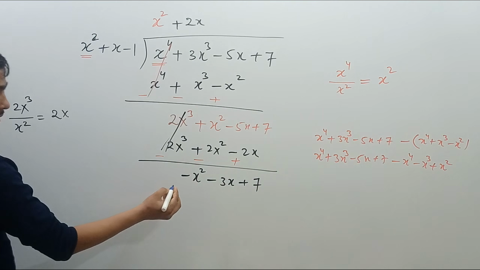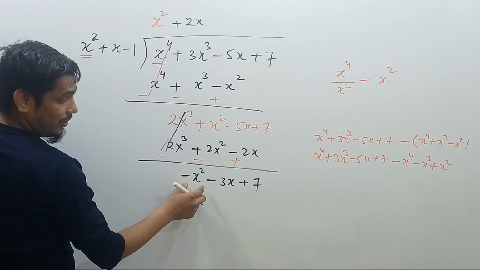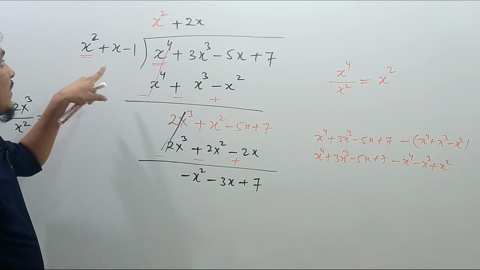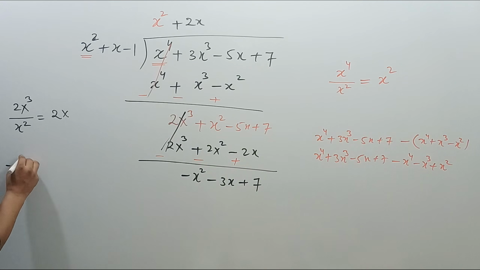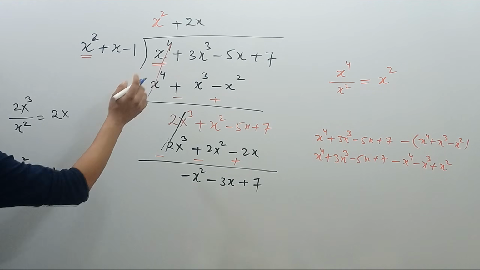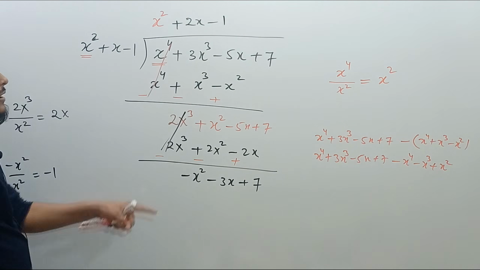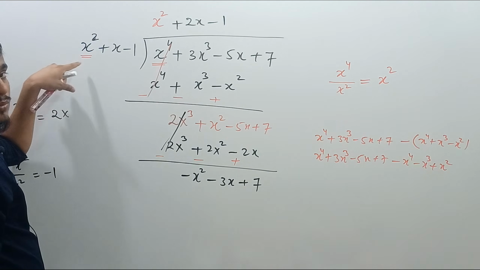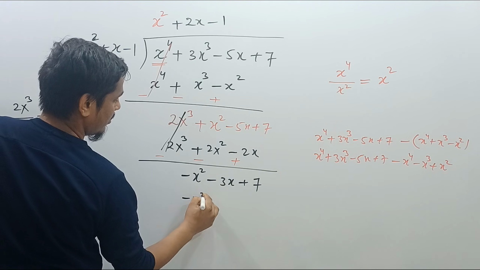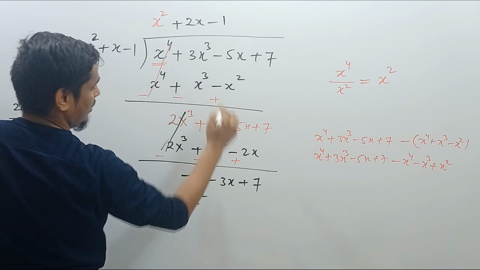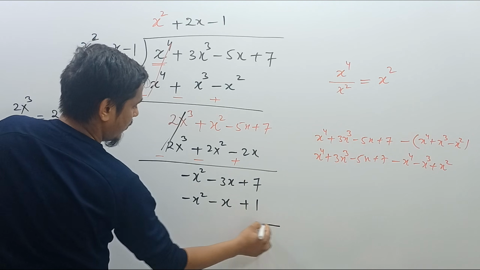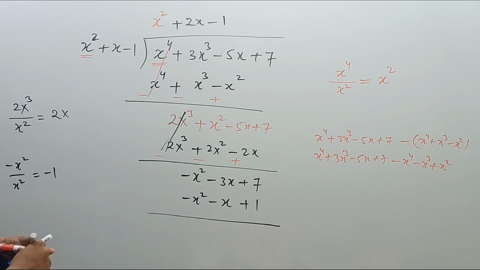So now the leading term of the remainder dividend is negative x square, and over here the divisor is x square. So we need to divide negative x square by x square. That is going to give us negative 1. So the next term in the quotient is negative 1. And this negative 1 is going to multiply with each term over here. So x square into minus 1 is minus x square, plus x into minus 1 is minus x, and minus 1 into minus 1 is plus 1.